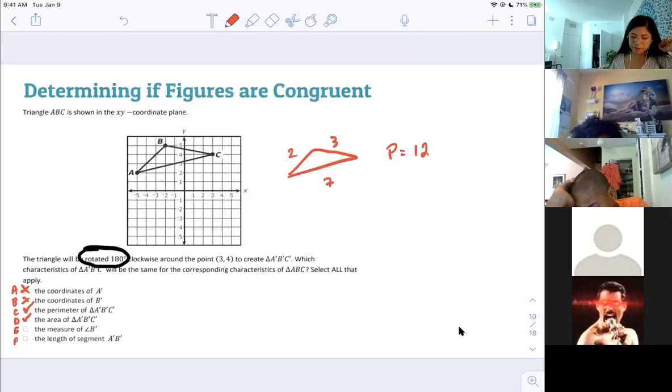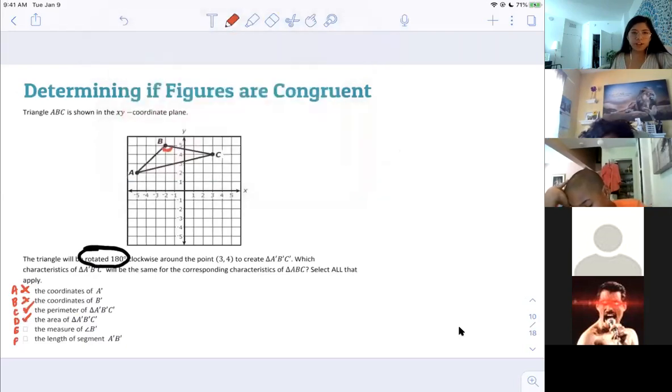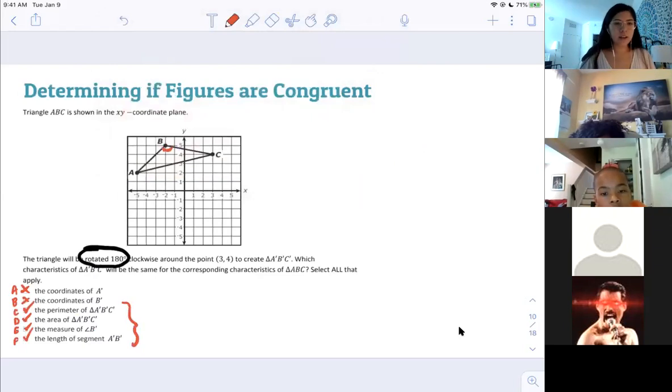What about the measure of angle B? Will the measure of angle B prime be the same or different as the angle B? The same. Yeah, it'll also be the same because you haven't changed the size, you haven't changed the shape or anything. So of course, it's still going to be the same. And what about the length of segment A prime, B prime? Will that be the same as segment AB? Yes. So, yay, all four of these were correct. C, D, E, and F. Nice job.